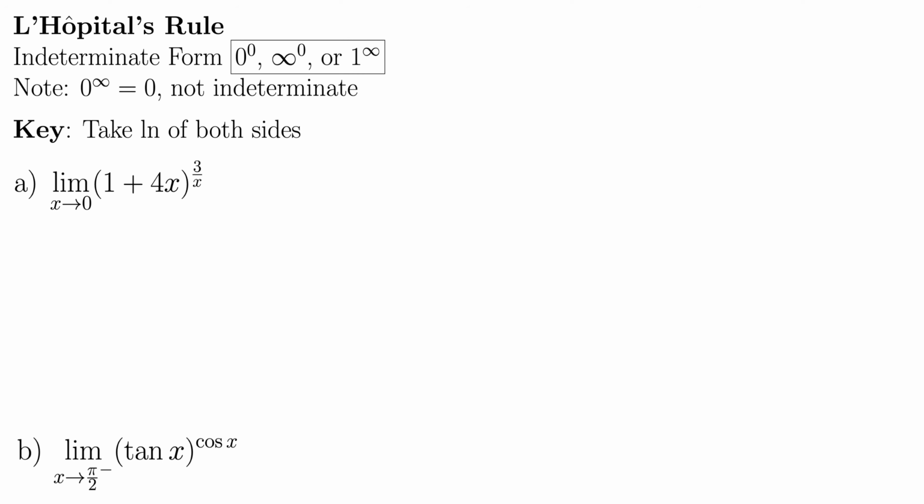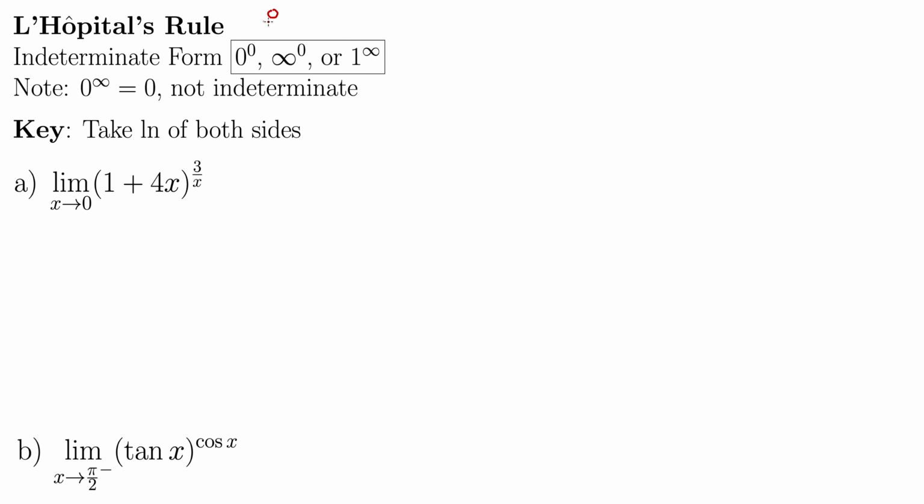Here we are looking at L'Hopital's rule for limits that are indeterminate of the form 0 to the 0, or infinity to the 0, or 1 to the infinity. They all kind of have the same approach. And a special note here, note that 0 to the infinity is actually 0. So that one's going to be okay. That's not an indeterminate form. If that ever comes up, you're good to go. It's just 0.